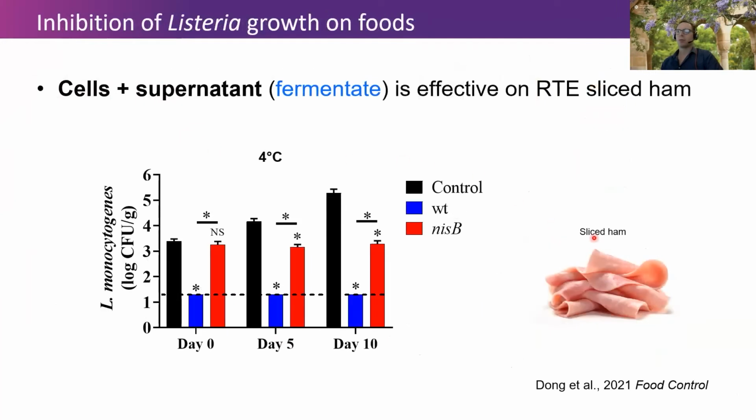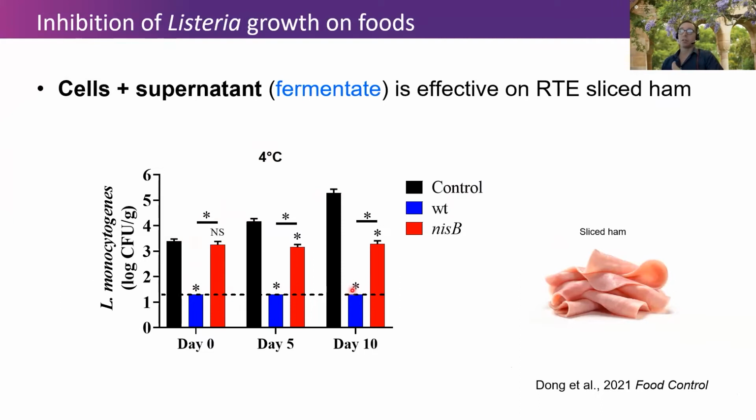We also tested on ready-to-eat sliced ham. So we ran the trials again with our wild type and mutant, and no lactococcus as well. And these all have Listeria. So in ham at 4 degrees Celsius, the Listeria in black bars here is able to increase in numbers over 10 days. When we added the fermentate, we're able to get reduction to undetectable levels. And that remained over the 10-day period.